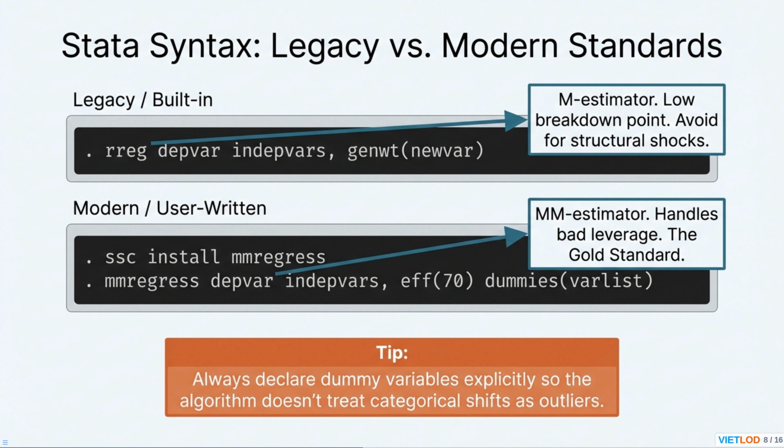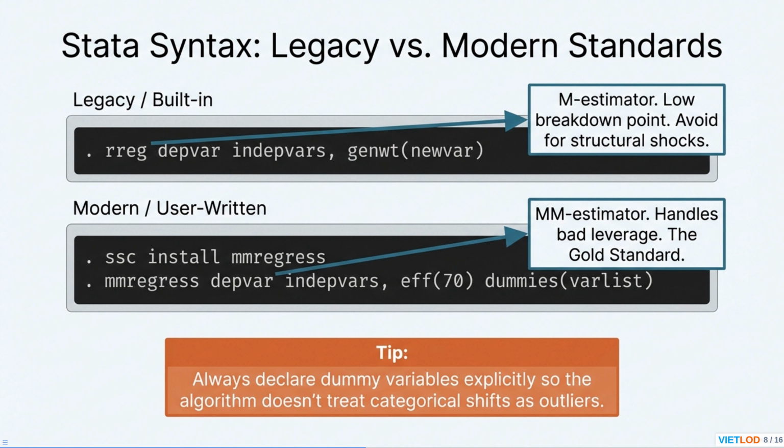When performing robust regression in Stata, it's important to differentiate between legacy and modern approaches. The legacy command, rreg, implements an M estimator. While it offers some robustness, it has a low breakdown point, meaning it's vulnerable to bad leverage points and significant structural shocks in your data. It's often best to avoid rreg if you suspect such issues.